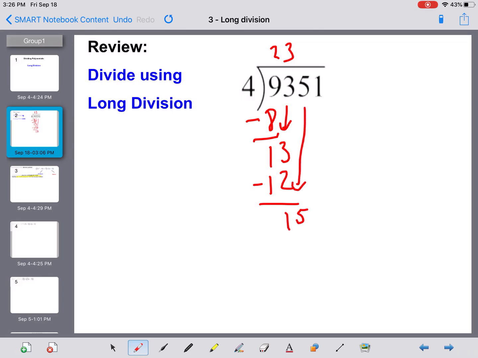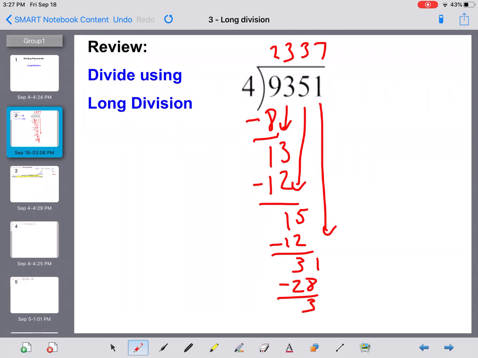4 goes into 15, also 3 times. 4 times 3 is 12. We would subtract that to get 3. And then we would bring down our last piece, which would be 1. 4 goes into 31 7 times. 4 times 7 would be 28. And we would subtract that to get 3.